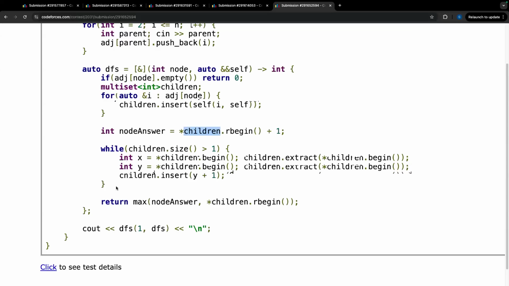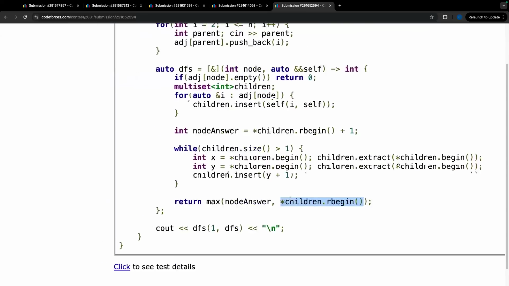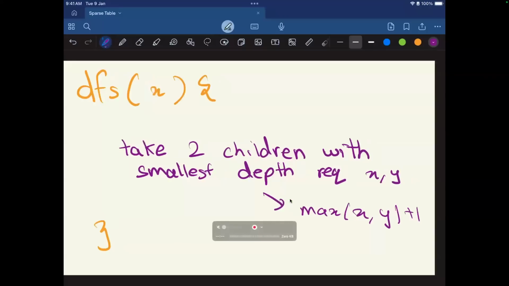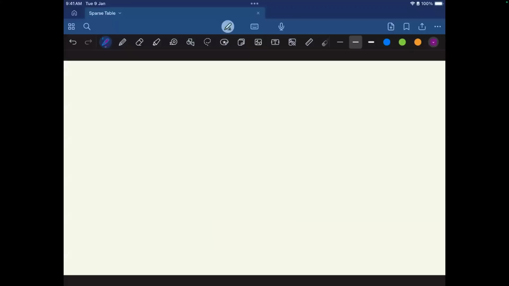that plus one. Otherwise, we do our greedy merging where children.size is greater than one. We take the smallest and second smallest element. We remove them from our multiset. We insert them in our multiset with y plus one. And the maximum depth required for this is going to be the maximum of node.answer, comma. In the end, the children size is going to be one, or basically the depth required to make all of these nodes into one. So that is going to be children.begin. So that is all that you have to do. If you want to know what is the kind of proof required to do this, let me just give you an idea of how you can go about proving it.